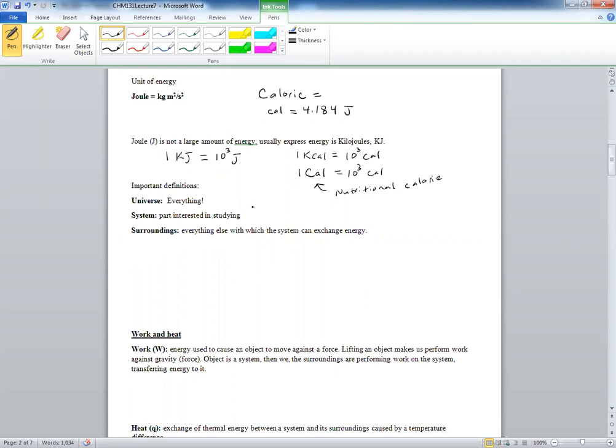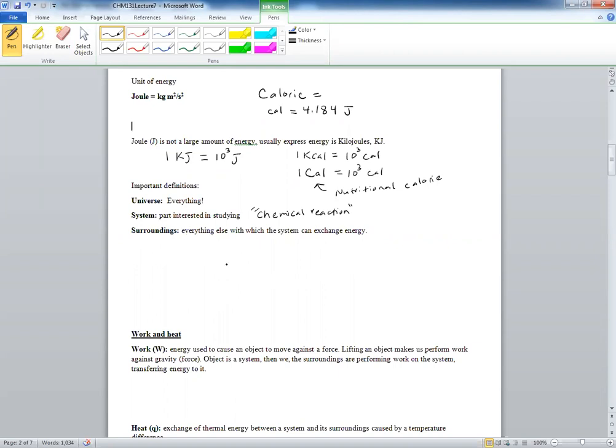And usually this is a chemical reaction, unless, of course, we talk about physical changes or physical properties. The chemical mixture and the surroundings, and that's everything else with which the system can exchange energy.